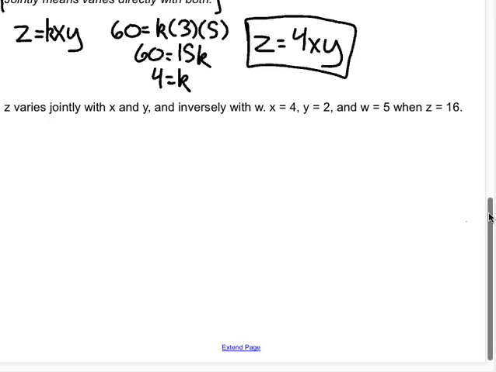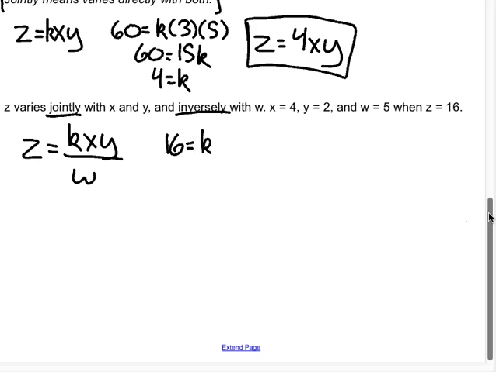Right, now this one has even another variable introduced into it. So z varies jointly with x and y. So that means x and y are up with a k. Inversely with w. Again, anything that is inversely goes on the bottom. So once I have that set up, now I can start plugging into all of those values it's talking about so I can actually find what k is. So z is 16, x is 4, y is 2, w is 5.